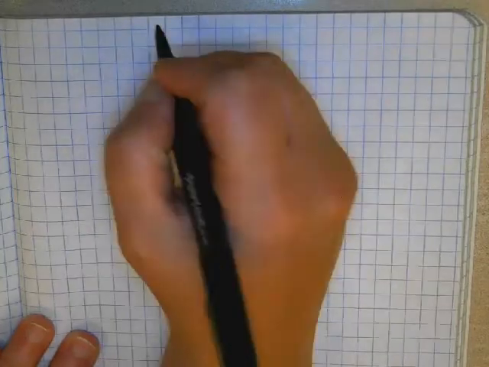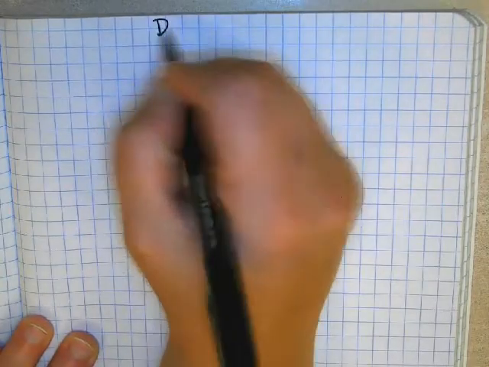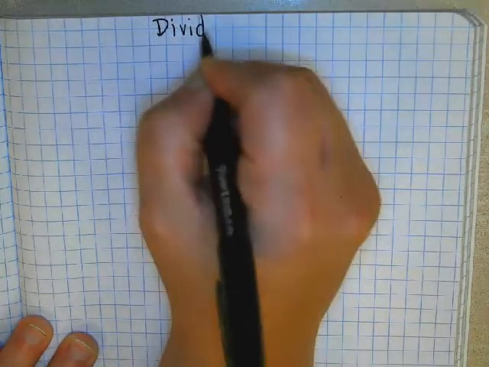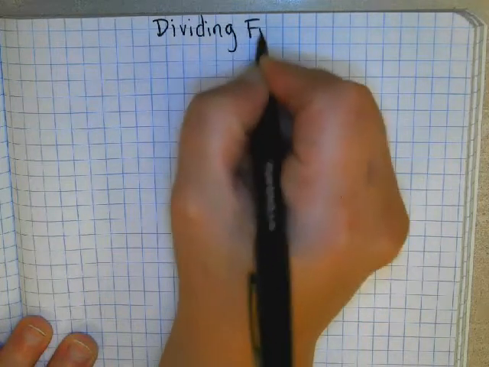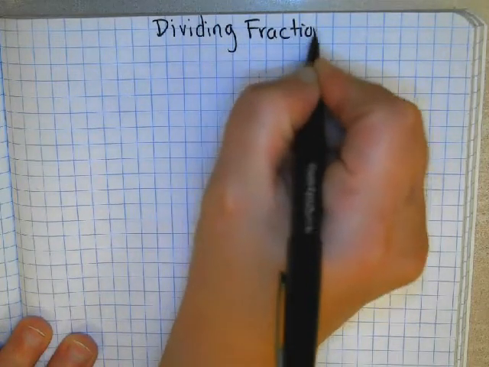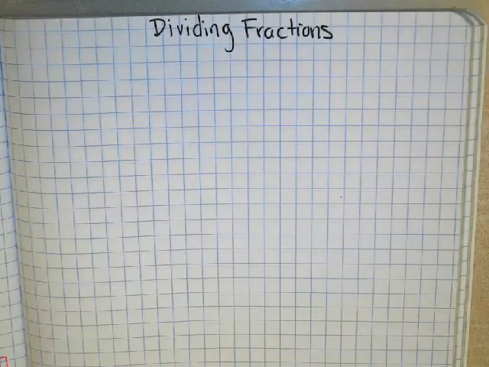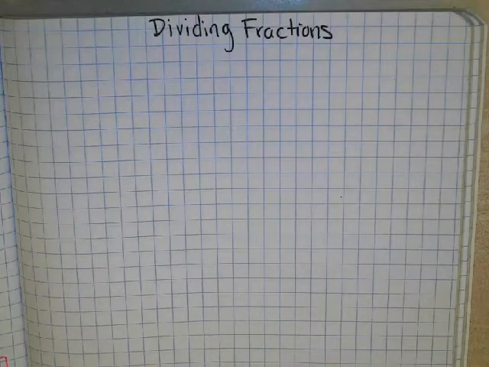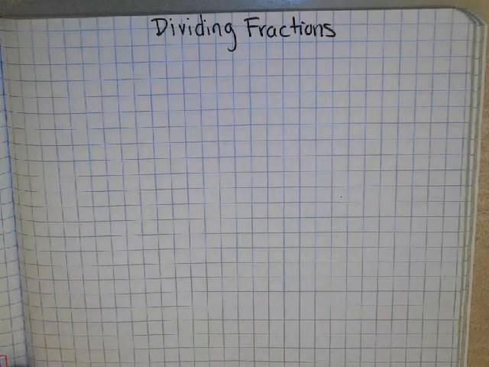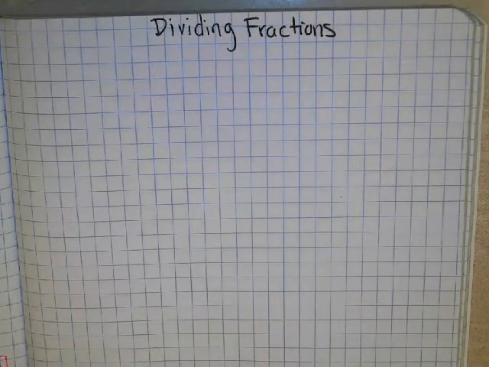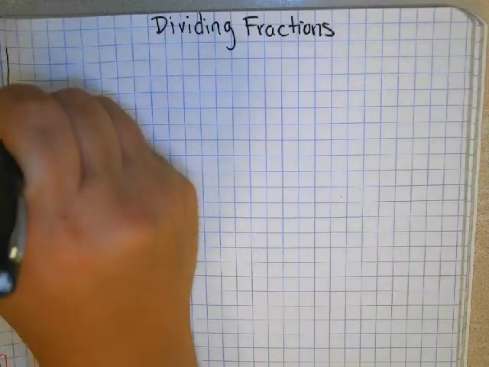Now we're going to look at dividing fractions. The first thing we're going to do is to label our page. Dividing fractions. Then we are going to draw a box for our rules.